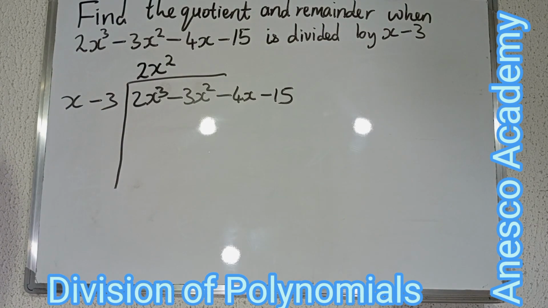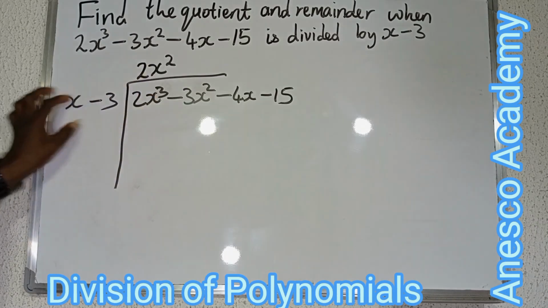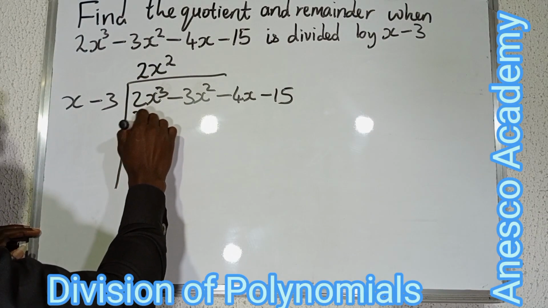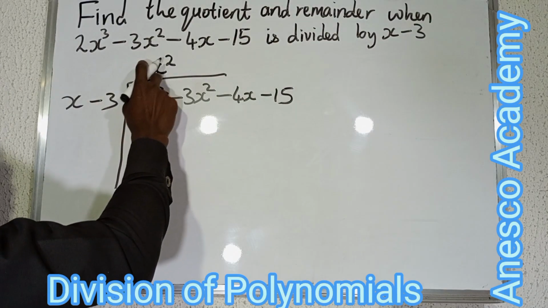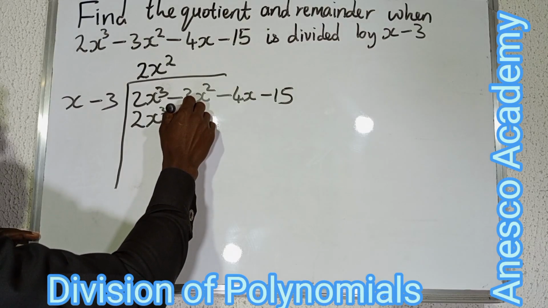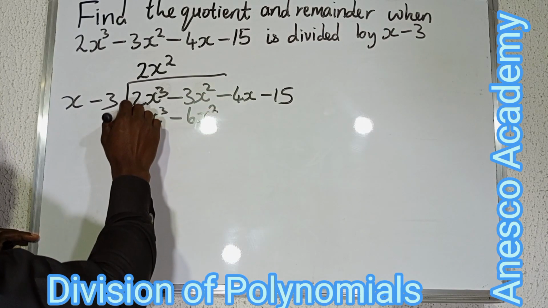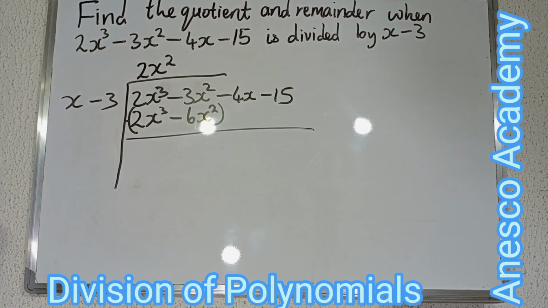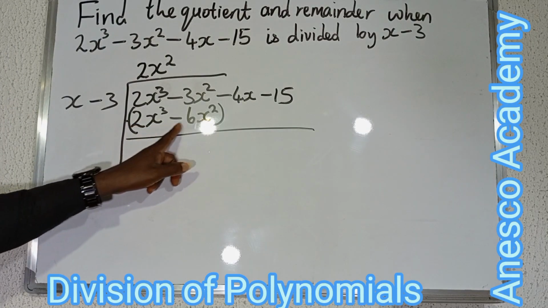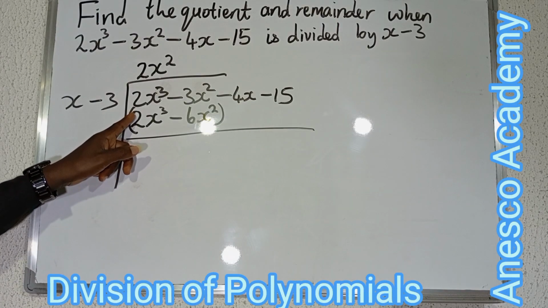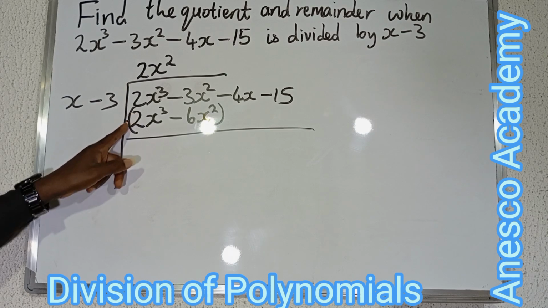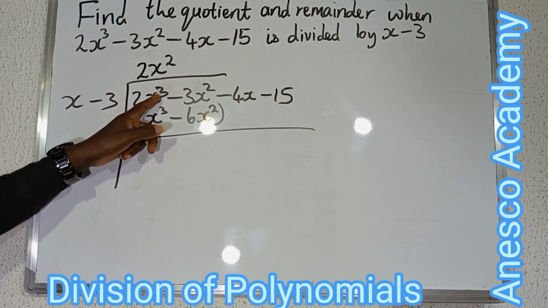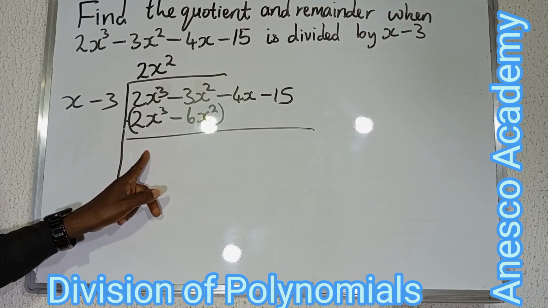2. And after dividing, the next thing you do is to multiply. Use this to multiply everything here. 2x squared times x will give us 2x raised to the power 3. 2x squared times this will give us minus 6x squared. Then the next thing you do is to subtract. And when you are subtracting like this, the signs here will have to change. Like this one, initially it has a positive sign, but because we are subtracting, it will turn to negative. It will be 2x raised to the power 3 minus 2x raised to the power 3. That will give you 0.